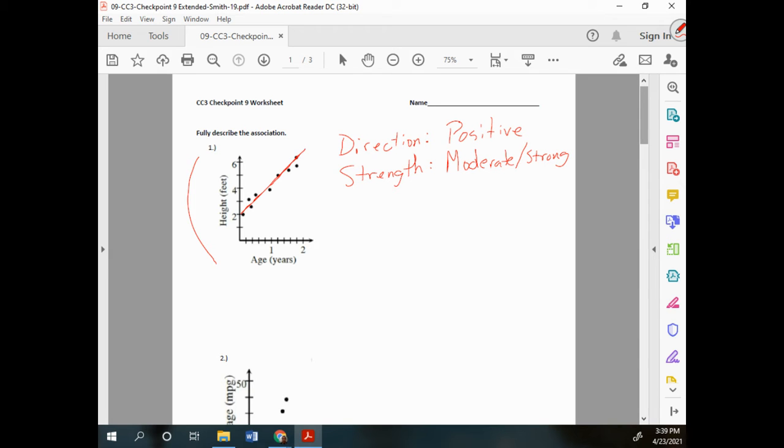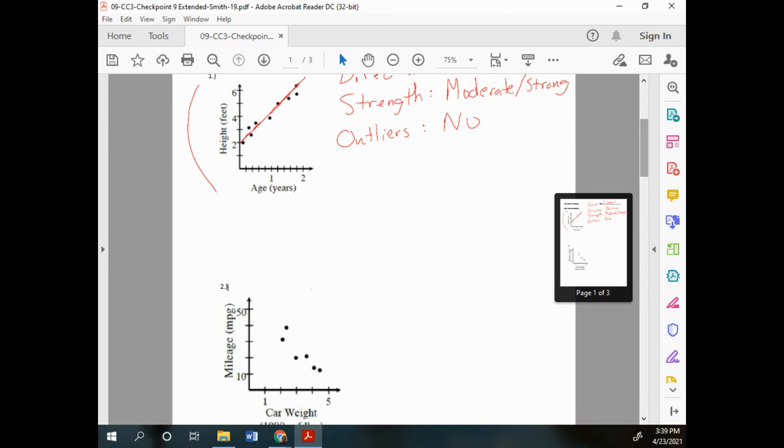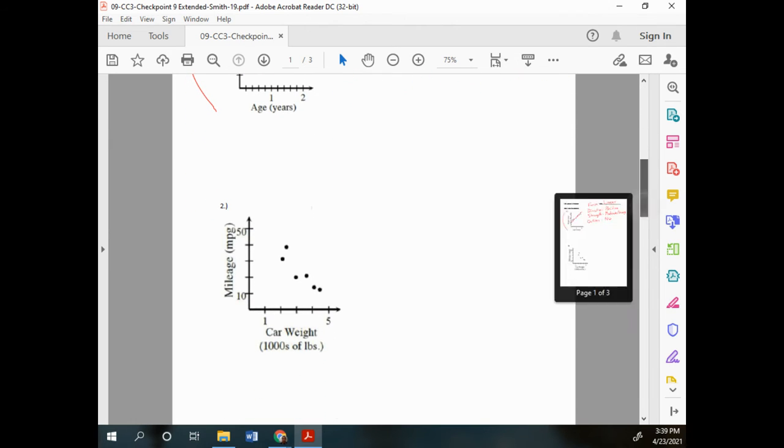Actually, the first one, I'm sorry, I should have had is form. Form is how it looks. If you look at this right here, this one is linear. So we have a linear, positive, moderately strong association. And then the last thing is outliers. Are there any outliers? There are no outliers. So that's just an idea of what we're doing when we're describing an association. By the way, you're going to have to describe associations in just a minute, so be ready for it.